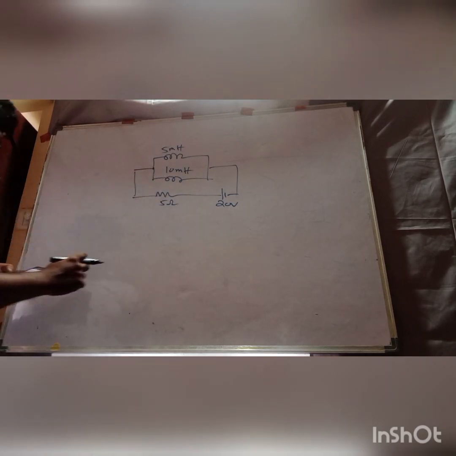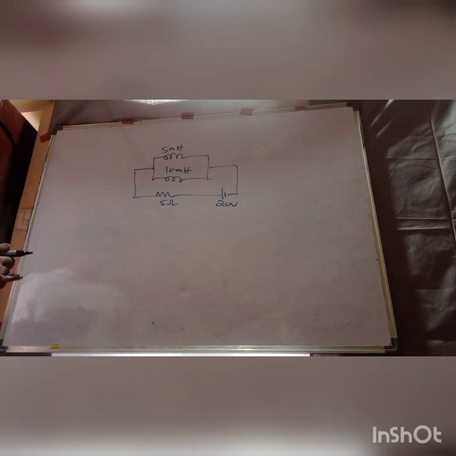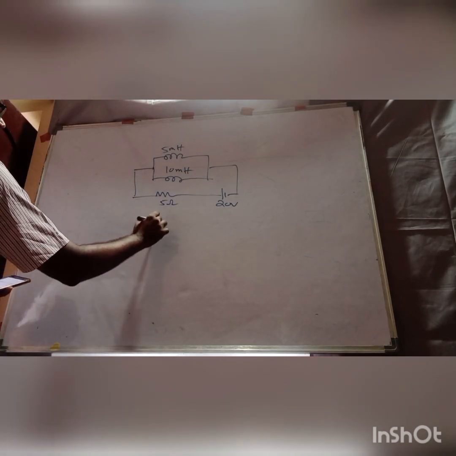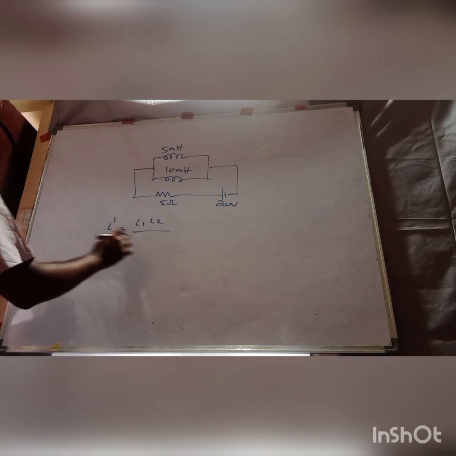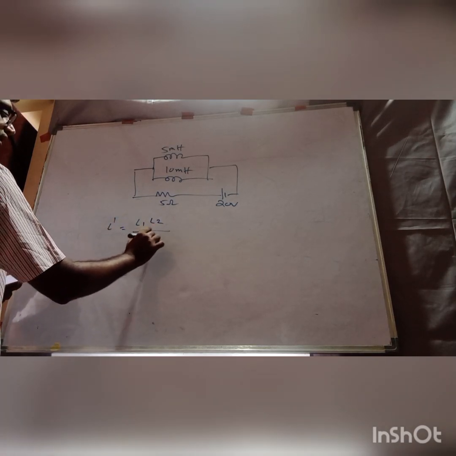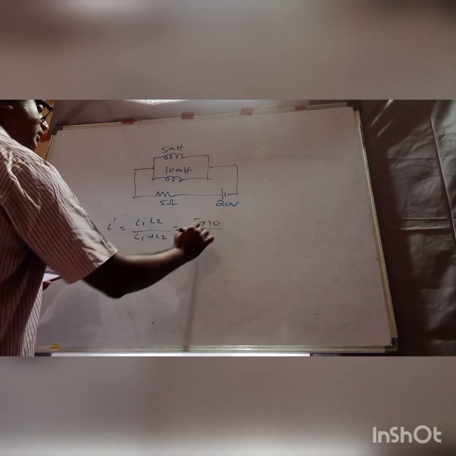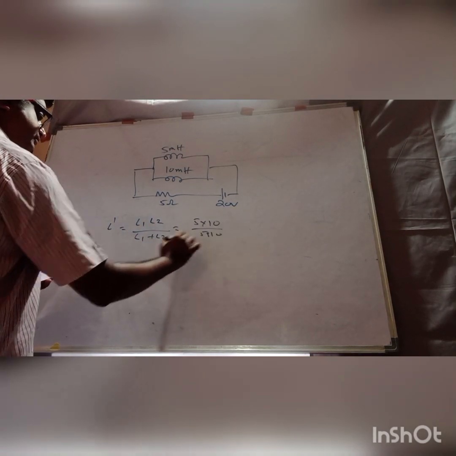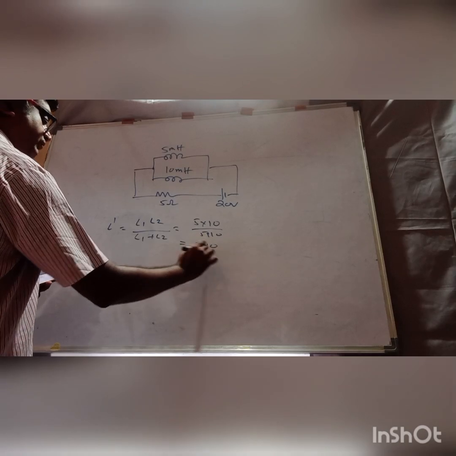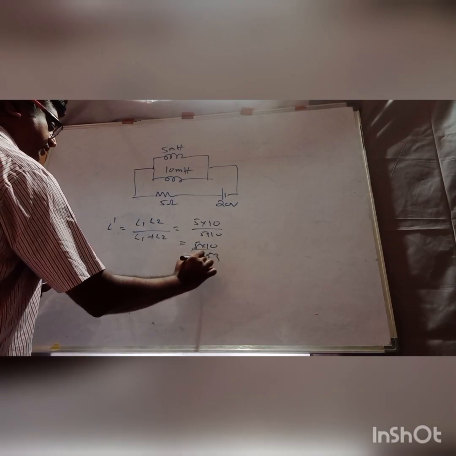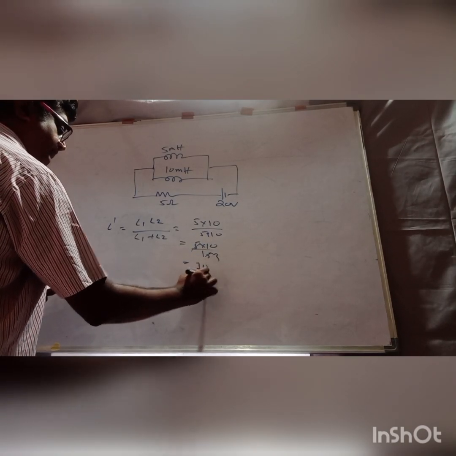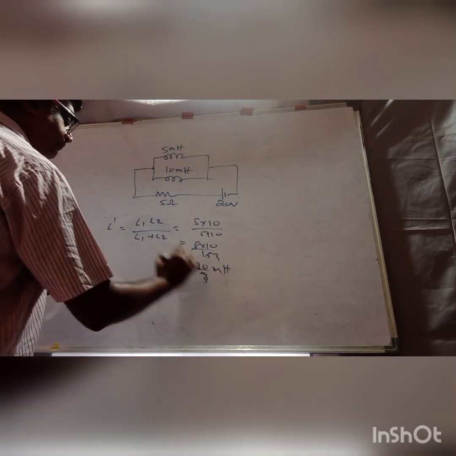I'm going to display the problem over here. You can just go through that and then solve this problem. These two are connected in parallel. You know that when they are connected in parallel, the formula for L dash, L effective, is L1 L2 by L1 plus L2. So it is nothing but 5 into 10 by 5 plus 10. So 5 into 10 by 15, it is 10 by 3 millihenry.